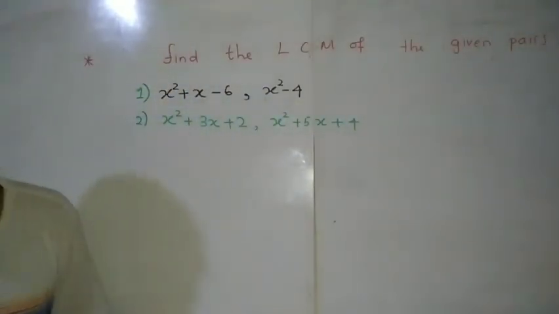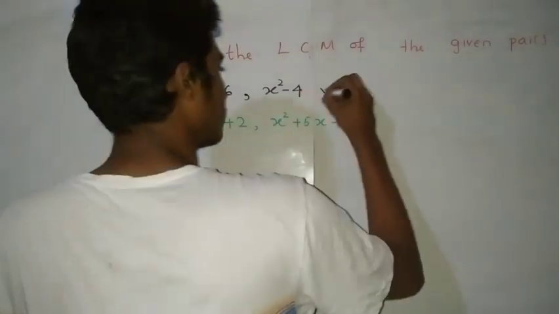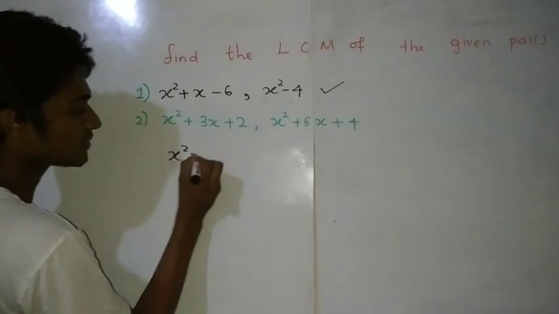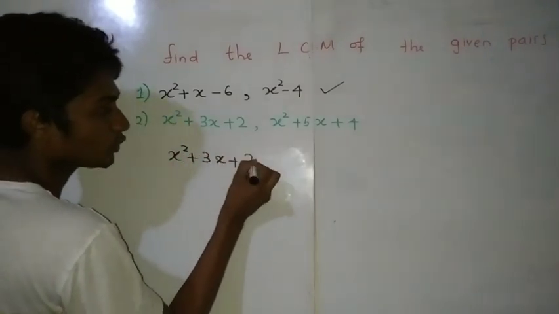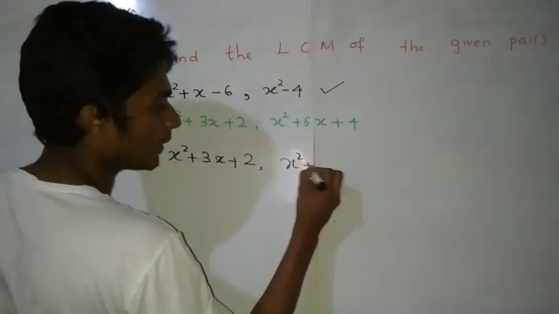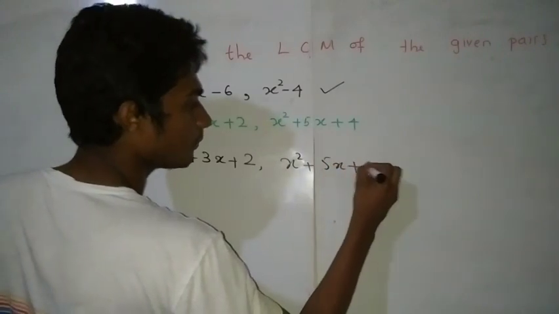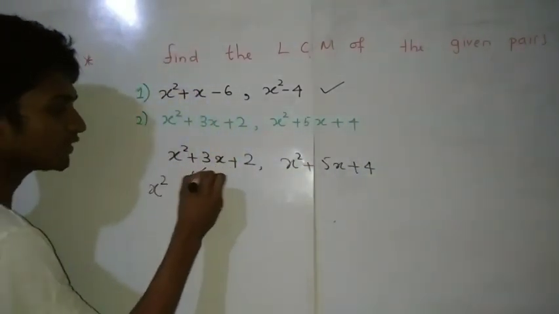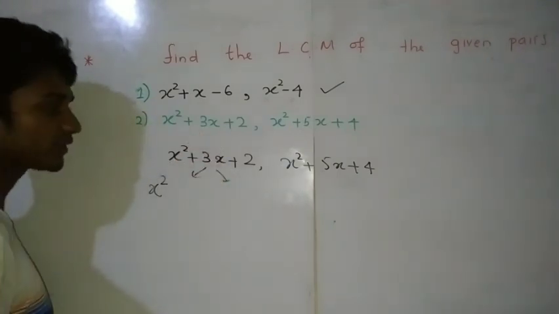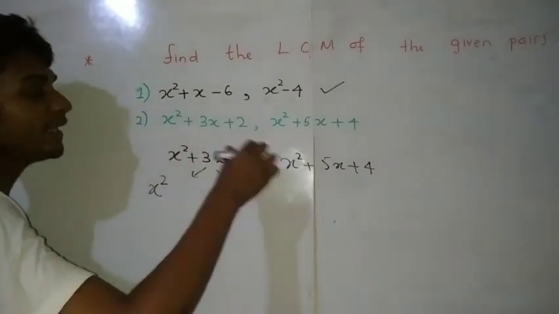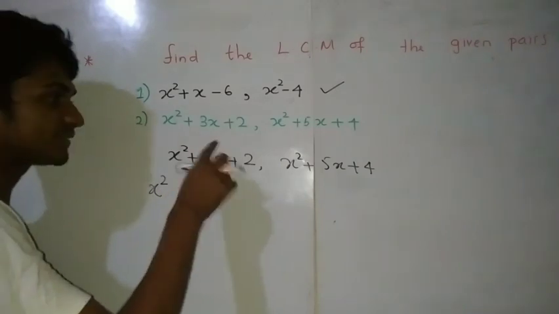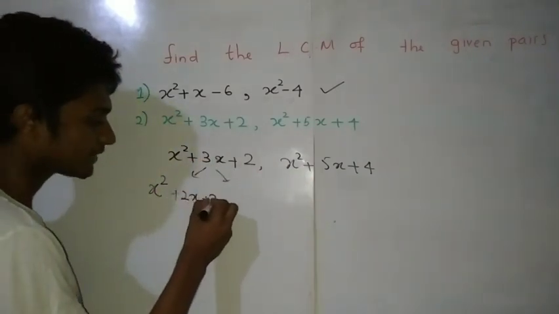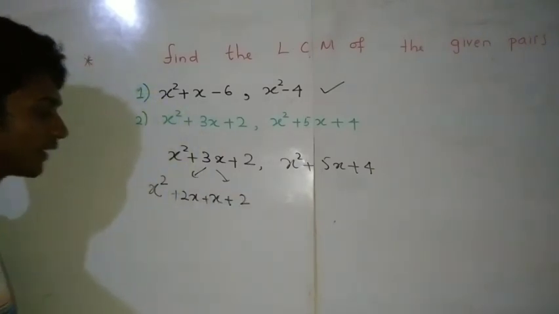Alright. So the first question is done. Now look at the second question. The question is x squared plus 3x plus 2, comma, x squared plus 5x plus 4. Factorize this, so you have x squared plus, break this into 2 such that when you add them it should be 3, multiply them it should be 2. So look at 2 plus 1 is 3, 2 into 1 is 2. So it should be x squared plus 2x plus x plus 2, right?